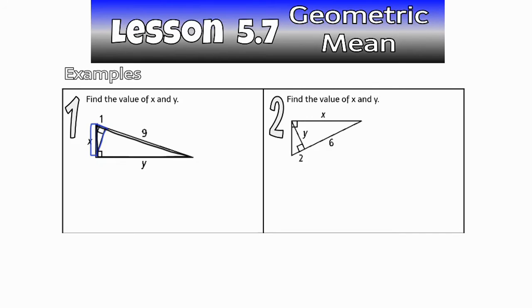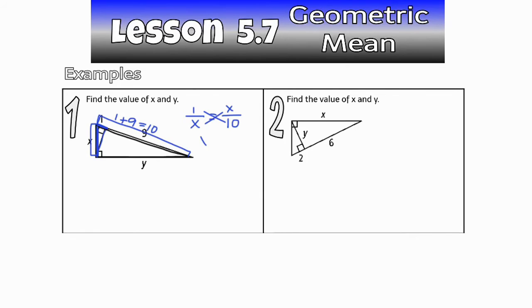Again, we're going to use X basically twice. So what we're going to have is the short side length, so that's going to be 1 divided by X. That's the short side length of this right triangle and the short side length of this larger one. And that's going to be equal to X divided by the hypotenuse. I need the hypotenuse of this one, which is going to be 1 plus 9, so that's equal to 10. So divided by 10. And then we're going to cross multiply.